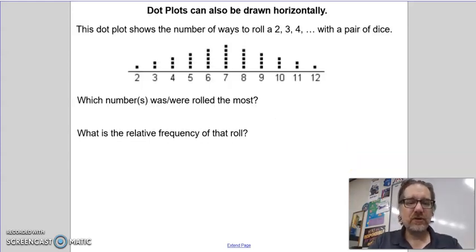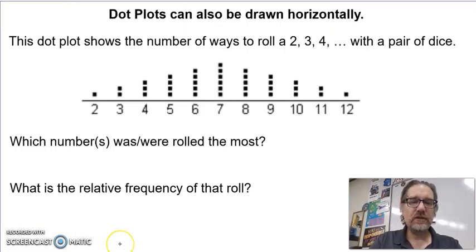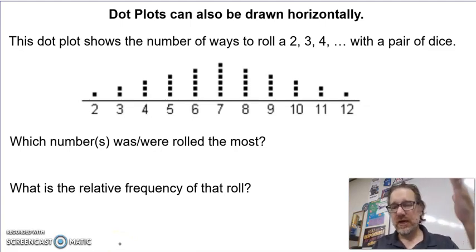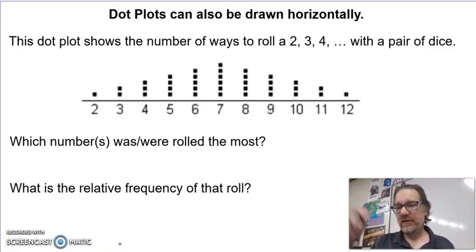Dot plots can also be drawn horizontally. It's the same information, we're just drawing it horizontally instead of vertically. So this time what I did is I rolled 2 dice at the same time, and I counted the number of times each one came up. What's great about dot plots is we can answer questions like this very easily. What number was rolled the most?